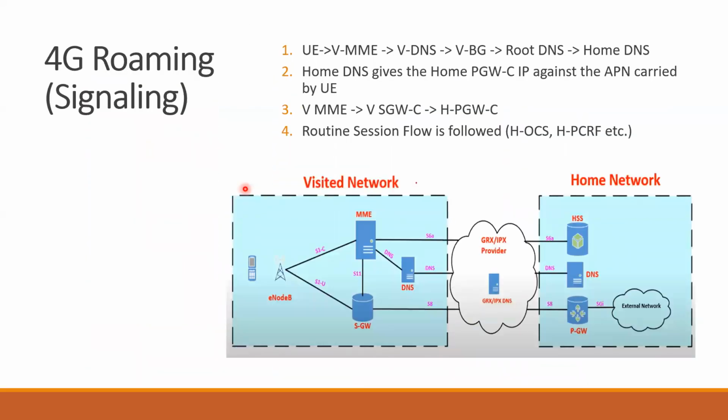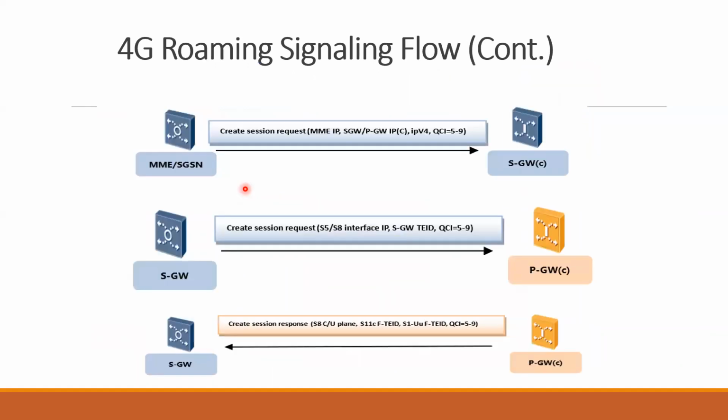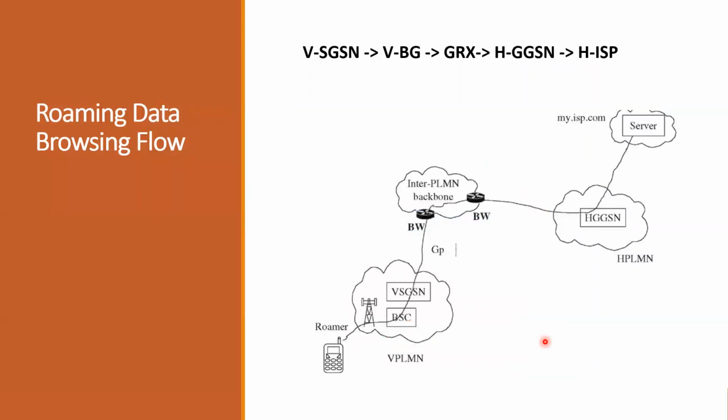Right. So this is the signaling flow. Once the IP address is assigned to a user, the user request is sent from the user to the SGW over the S1-U interface, and the SGW then directly communicates via the border gateway towards the PGW of the home network. And the home network PGW and the GGSN then communicate with the specific ISPs.